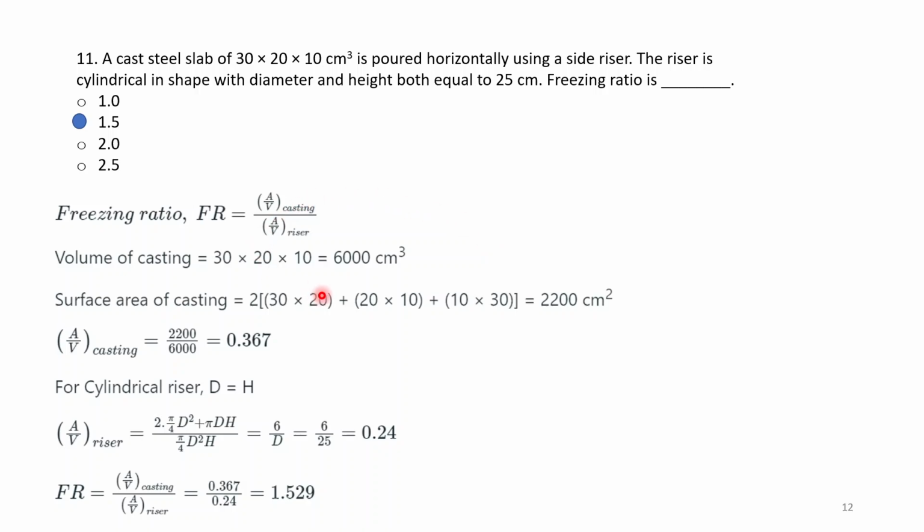Now similarly you have to calculate for the cylindrical riser as well. Here it is given that your cylindrical riser has diameter equals to height. So based on that, if you put those equal, then you will be getting A upon V in terms of 6 upon capital D. And D is already given 25, so it will be 0.24. Now you can calculate freezing ratio, it will be around 1.529.